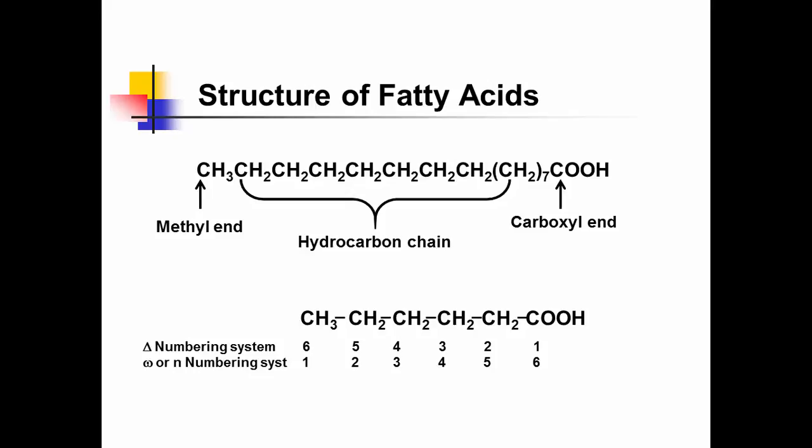I just wanted you guys to review the structure of fatty acids to get a better understanding of the structure of polyunsaturated fatty acids. For example, here we give a saturated fatty acid as an example. Usually fatty acids have a carboxyl end and a methyl end, and also a hydrocarbon chain, right? And also the numbering system, the omega numbering system. Usually the first carbon at the methyl end is named omega 1, right? Remember this numbering system.